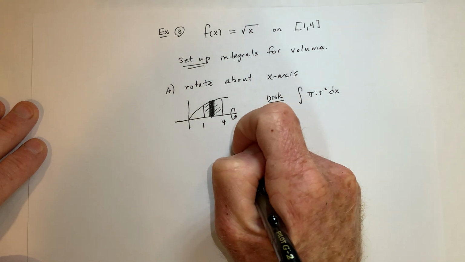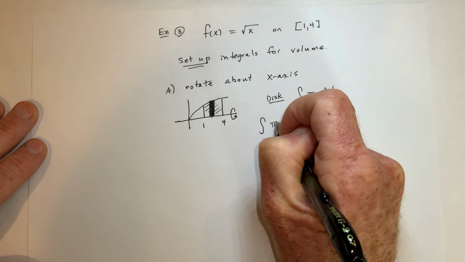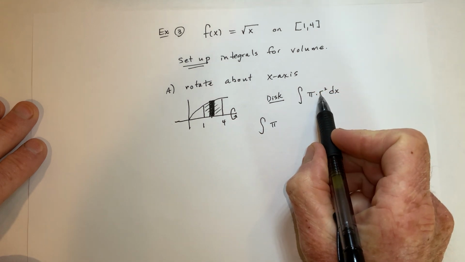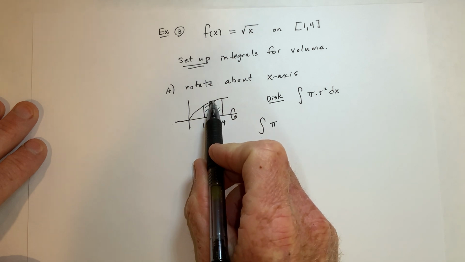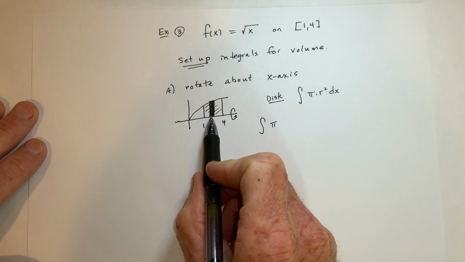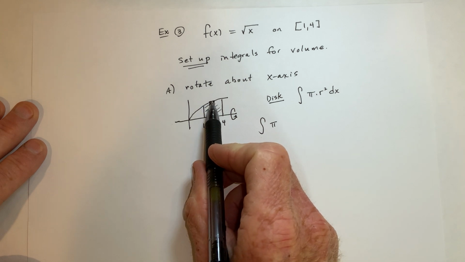So this one is going to be integrate pi, and r means radius. Radius is measured from the axis of rotation to the object. So in other words, what's the height of this rectangle? Well, the height is just going to be the square root of x function.